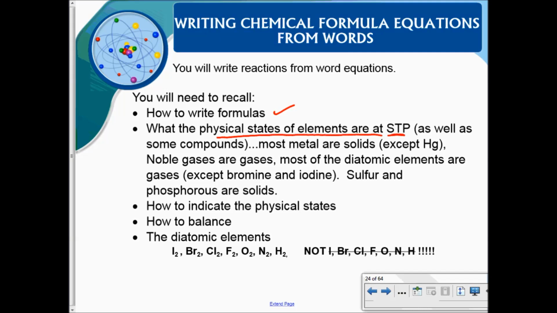Most metals are solids at STP. The exception is mercury. It's a liquid at STP. The noble gases are gases. Most of the diatomic elements are gases as well, but there are some notable exceptions. Bromine is a liquid at room temperature, and iodine is a solid. And sulfur and phosphorus are solids as well. You need to be able to indicate those physical states.